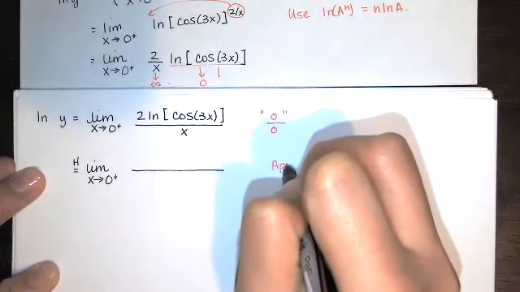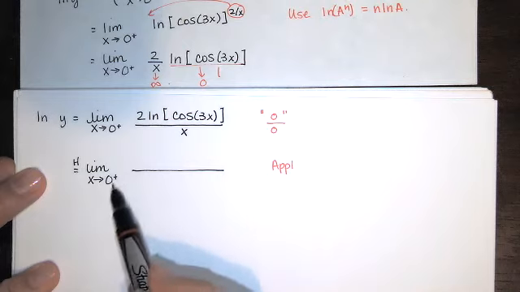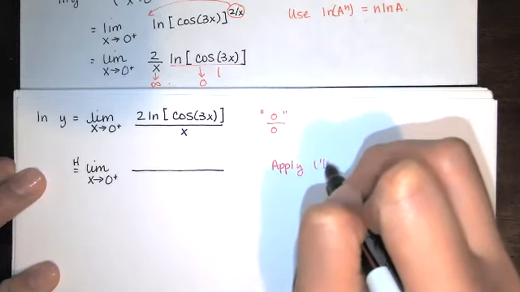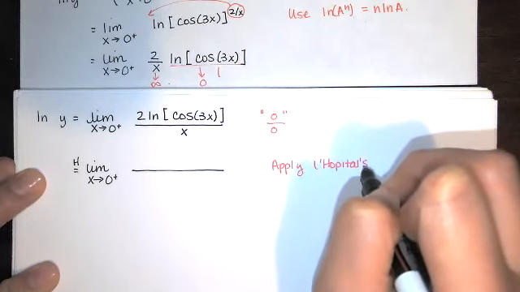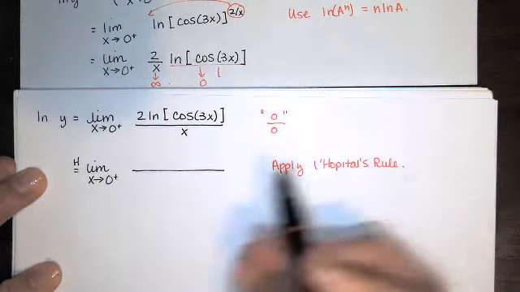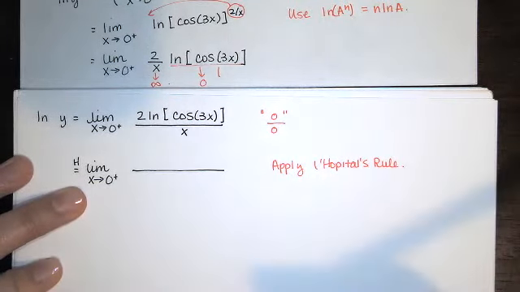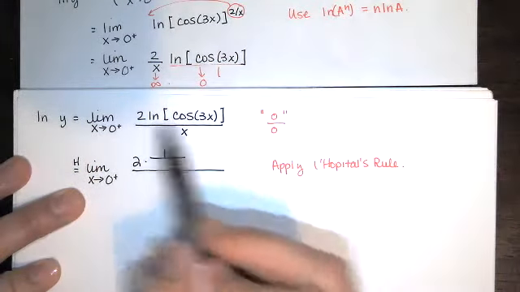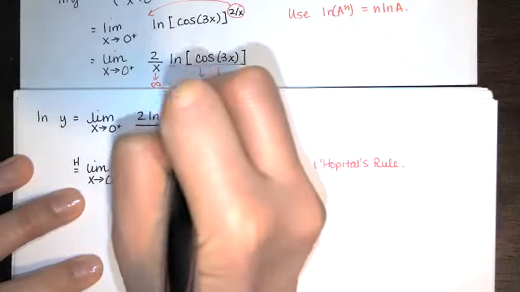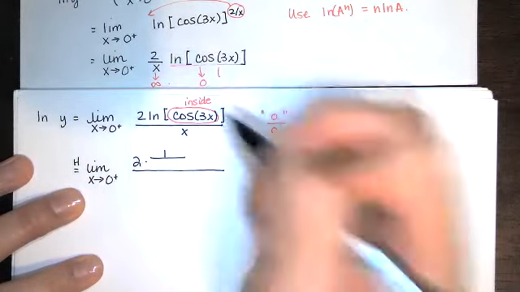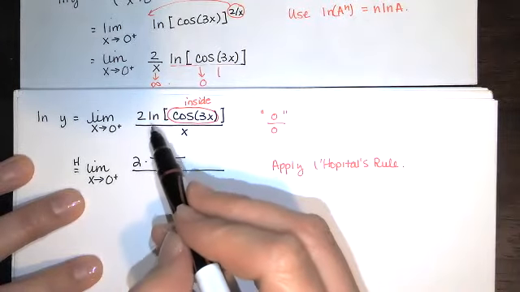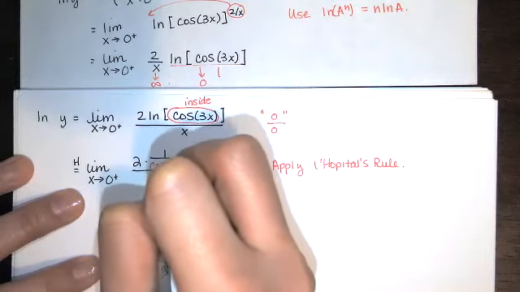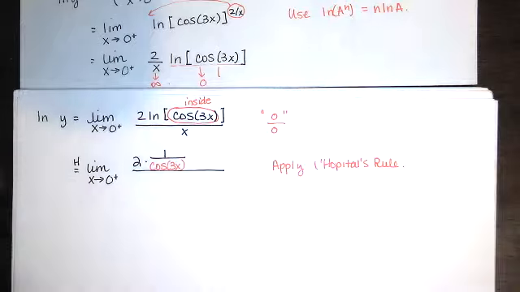Now at this step, you can just write out the limit as x approaches 0 from the right of the derivative of this over the derivative of this. I think I'm going to skip that step this time and just go ahead and take that derivative. So I've got 2, and then I'm taking the derivative of this numerator, and I've got an inside function, cosine of 3x. The derivative of log of a function is 1 over that function times the derivative of the inside by the chain rule.